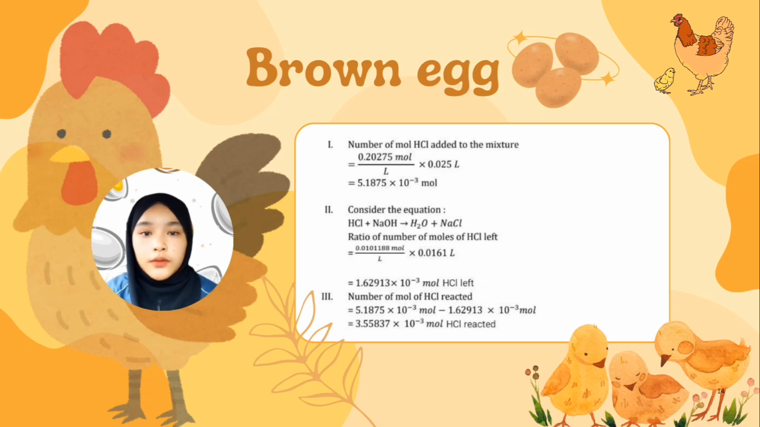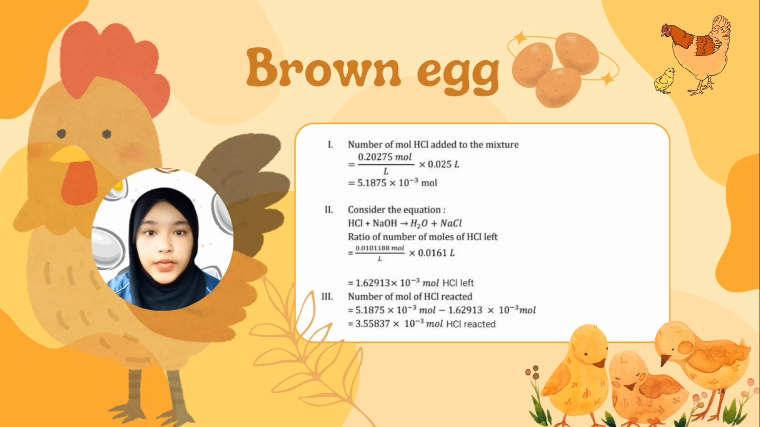0.001188 is the molarity of sodium hydroxide, multiplied with the average volume of sodium hydroxide that we obtained in the experiment, which is 0.0161 liter. The answer is 1.62913 × 10⁻³ mole.